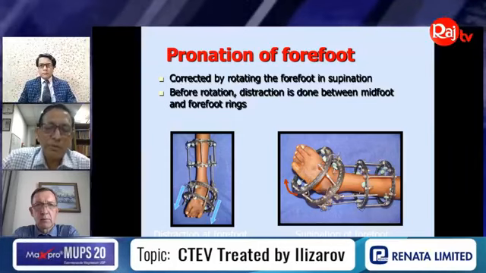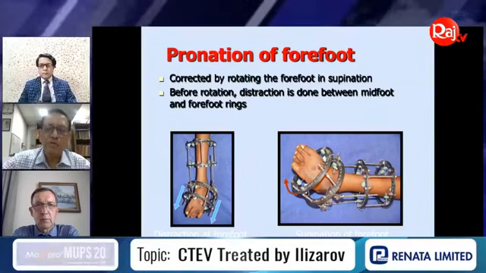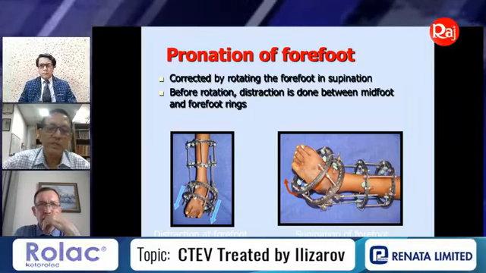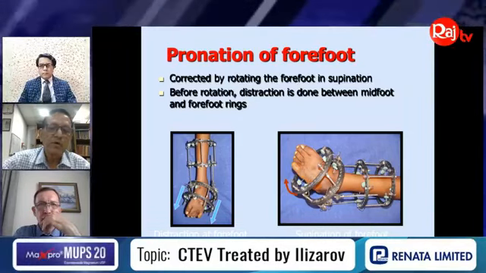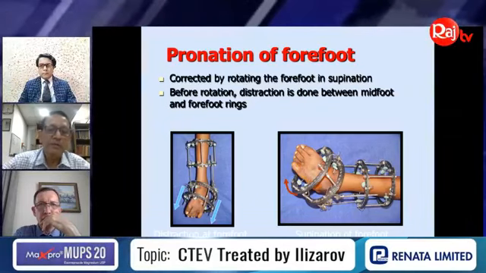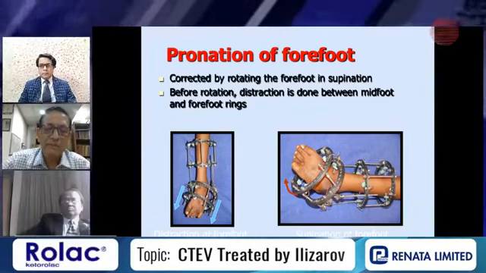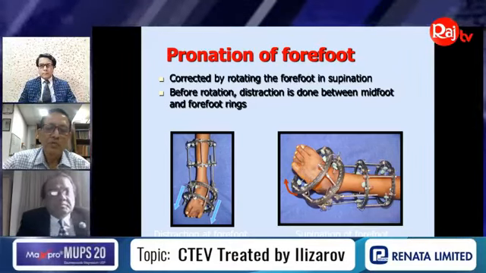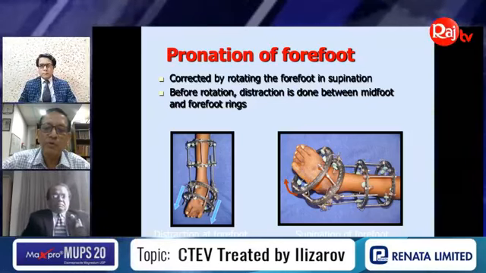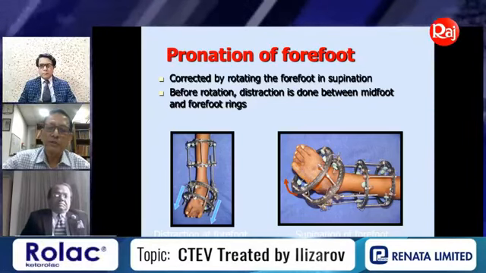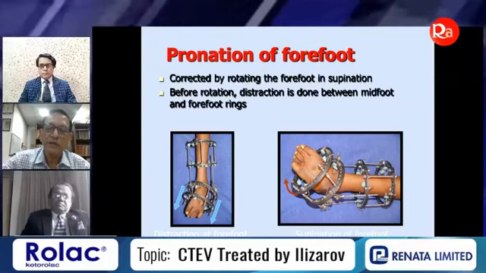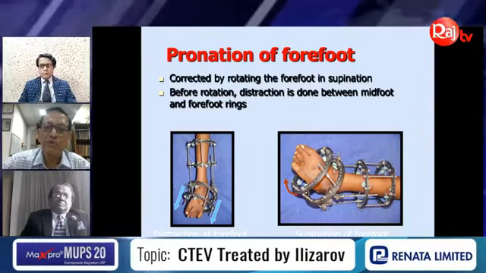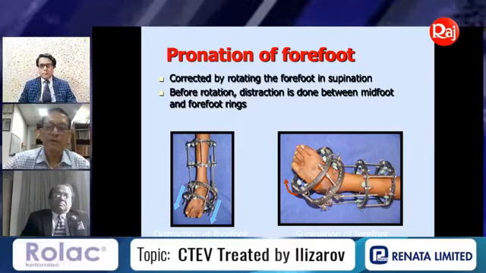First of all, the basic principle is that there is a soft tissue contracture. So first of all, we give distraction, as you can see here. Every 3-4 or 5 days, we do distraction. So what happens? All the ligaments become supple. When they become supple, we do one whole rotation here. You can see here, we change our threaded rods, and that way we correct the pronation. Mind you, before doing that, we always do the plantar fasciotomy.